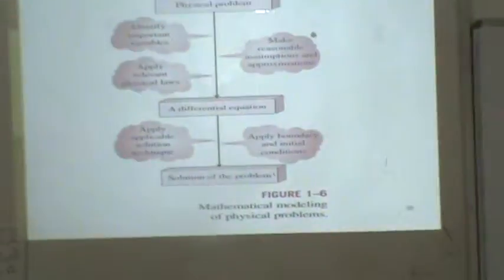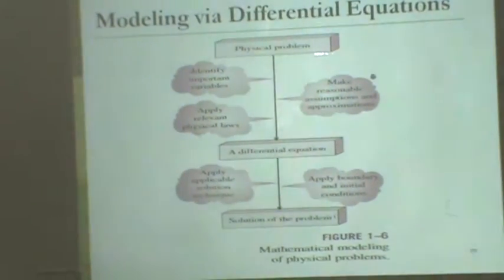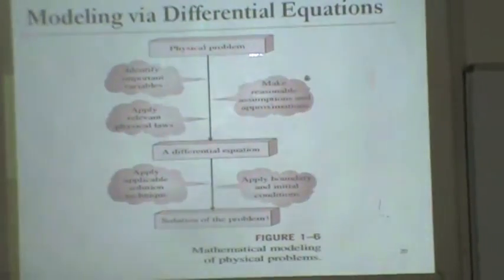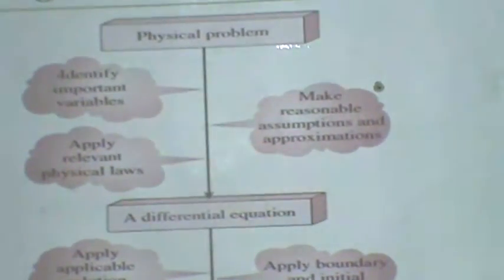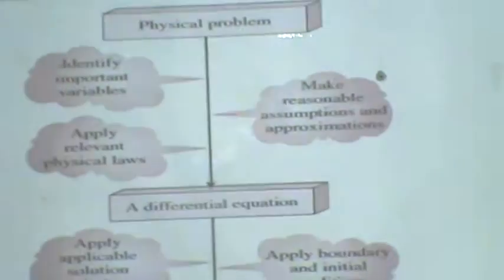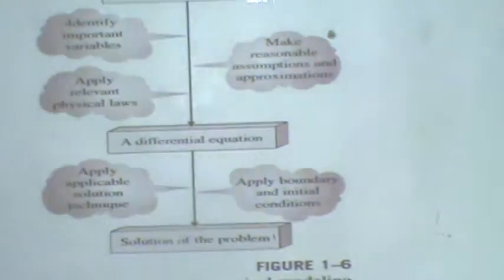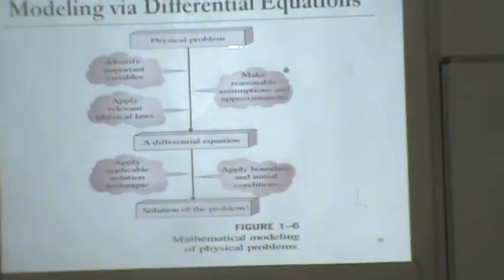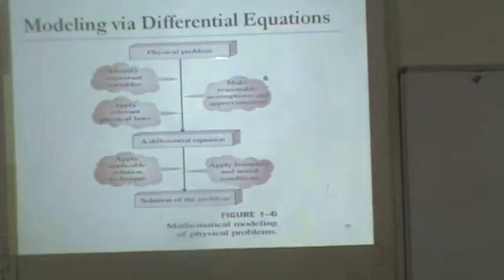So look at this, how to form the modeling via differential equation. First of all, the physical problem is given. Then we have to identify the important variables. Then we have to make reasonable assumptions and approximations. Then we have to form the differential equation by using some standard techniques or the fundamental laws or the physical laws, and then you will get the differential equation. That differential equation should be an ordinary differential equation of maybe first order or higher order. Then we have to apply the different solution techniques and we have to apply the boundary and initial value conditions.